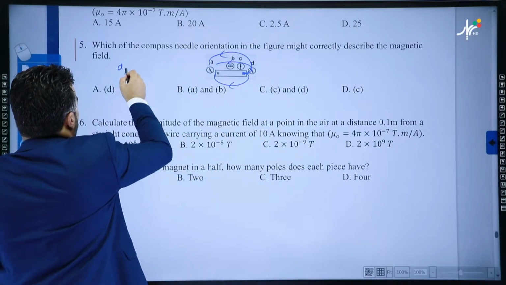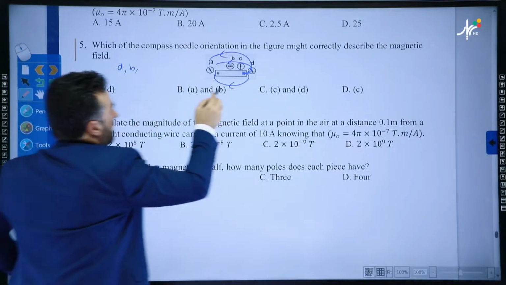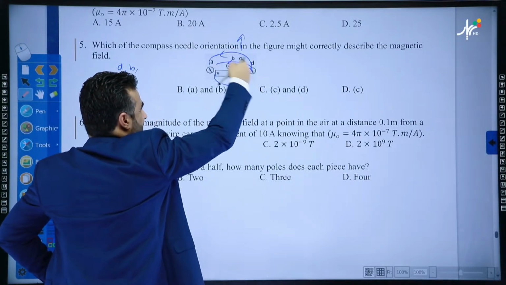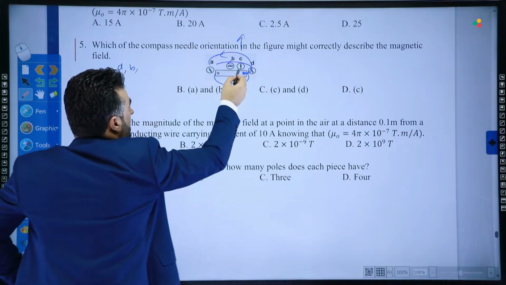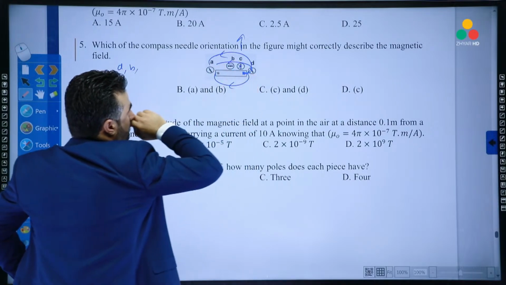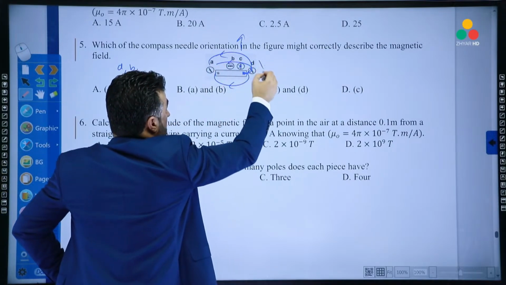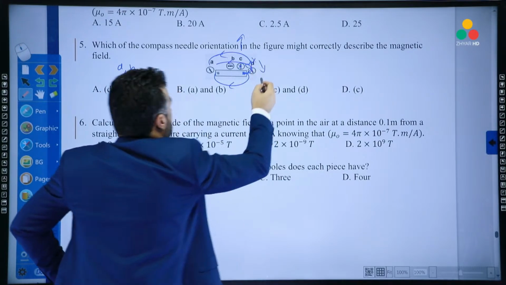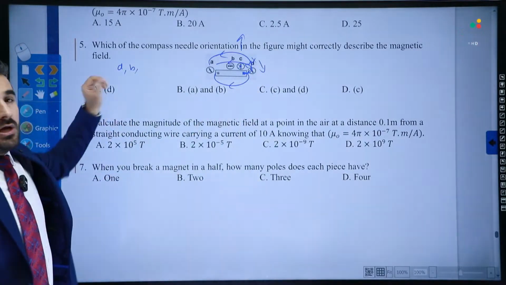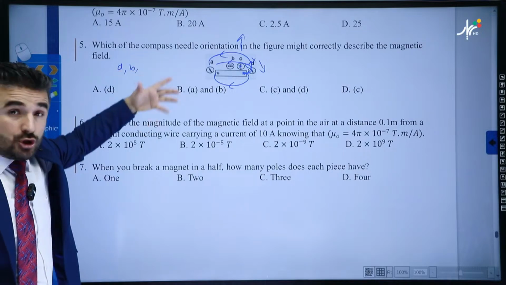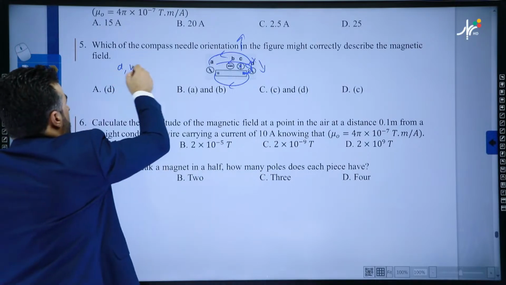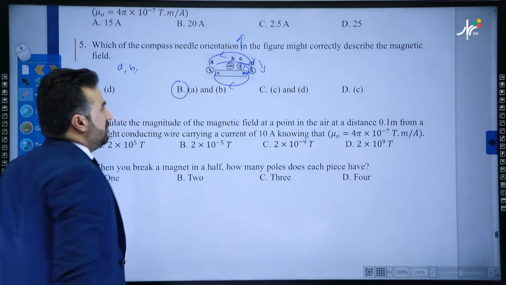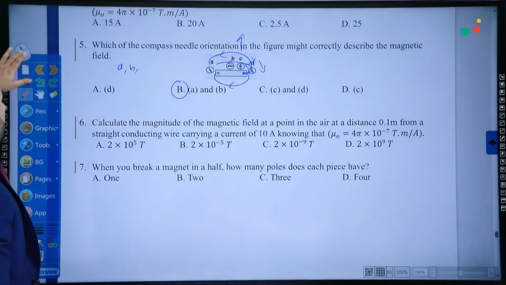So we said A is correct, B is correct. What about C? You can see that the direction of C is upward. Is this the direction of the magnetic field here? No, so C is incorrect. What about D? D is pointing this way, where the direction of the magnetic field is this way, so D is also incorrect. So which of these compasses would show the correct direction? That is only A and B. That is basically option B here, A and B.